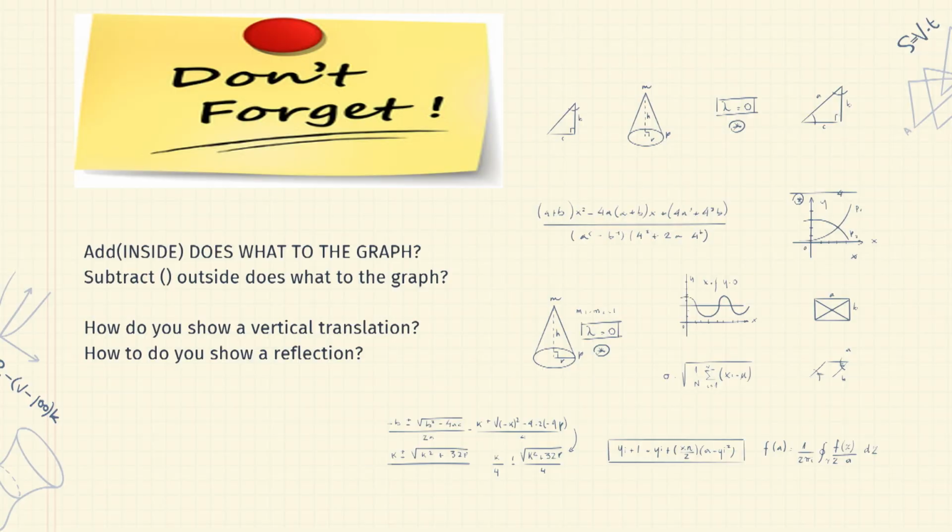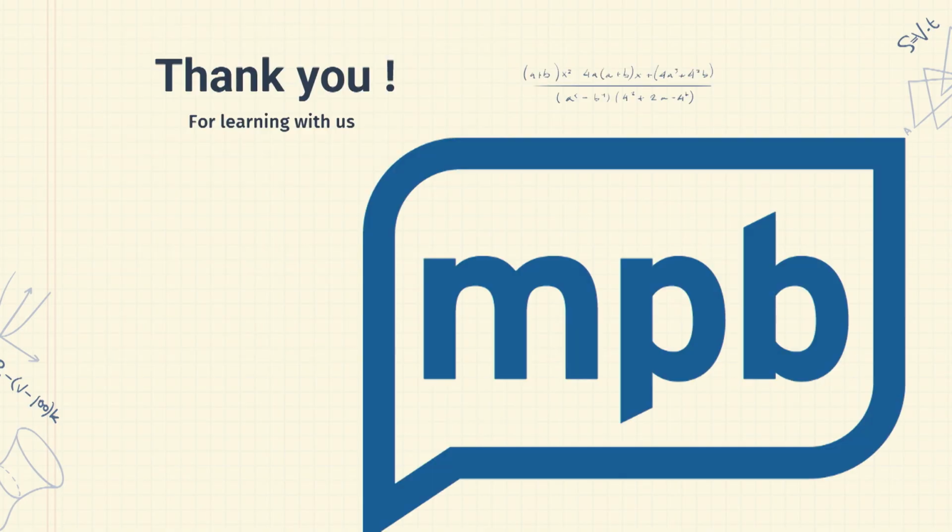All right, so let's not forget, add inside, what does it do? It is moving that x value. If I'm adding, I am going to the left. If I'm subtracting inside my parentheses, I'm going to the right. If I subtract outside my parentheses, I'm going down. If I'm adding outside my parentheses, I'm going up. How do you show a vertical translation? Okay, that is going what? Up and down on your y-axis. So you are adding or subtracting outside the parentheses. And how do you show a reflection? I am putting a negative in front of that number.